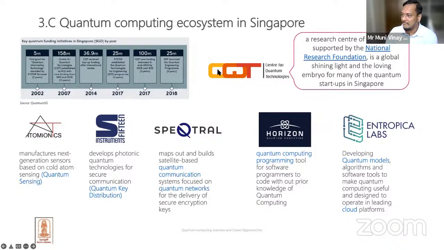In fact, the kind of startups that it has generated are these 5 companies. Autonomics, as I said, is working on quantum sensors. And then S15 Instruments, predominantly focusing on quantum key distribution and quantum encryption. Spectral is a Singapore-based company which works on quantum communication, especially satellite-based quantum communication. If you look for news from 2 or 3 years ago, Singapore also proved quantum entanglement. That means communicating with a quantum qubit in satellites, and then using these satellites to distribute the keys across different parts of Singapore. So Spectral is at the center of that.